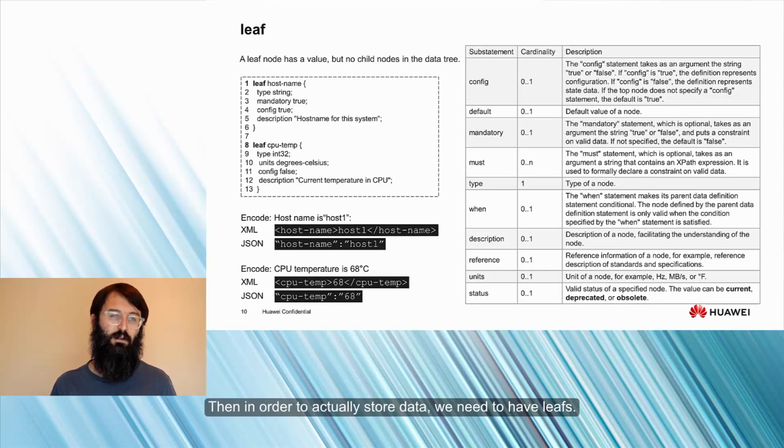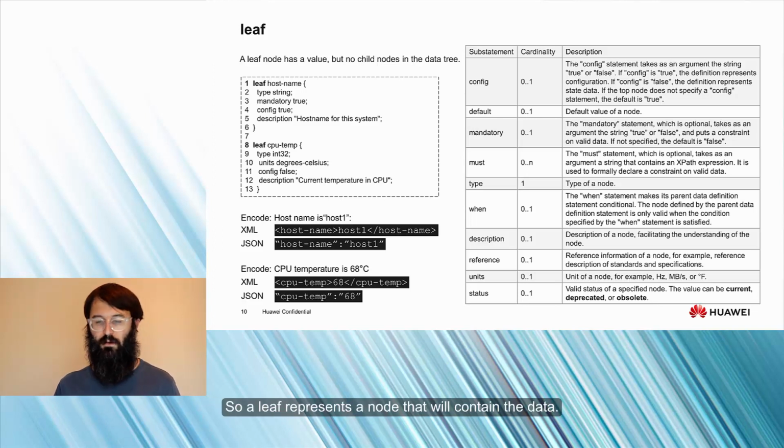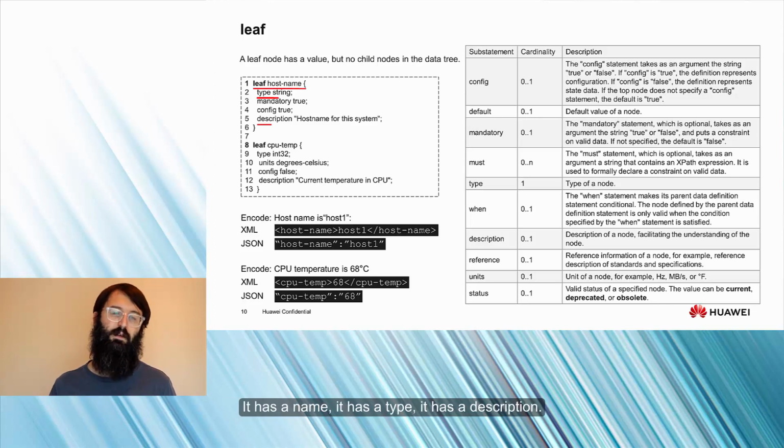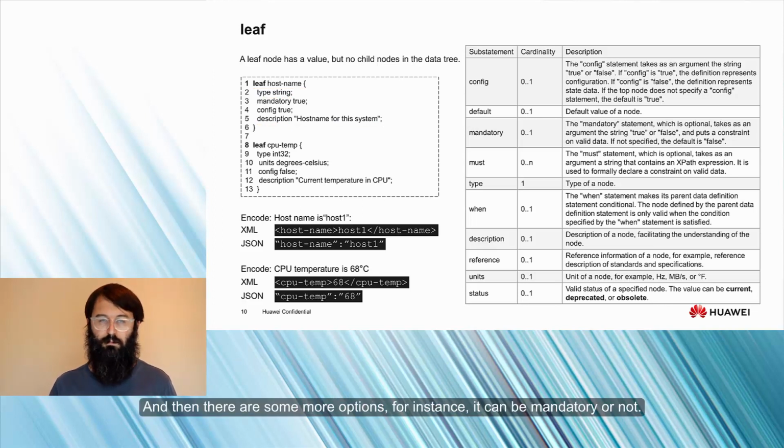Then in order to actually store data, we need to have leaves. A leaf represents a node that will contain the data. It has a name, it has a type, it has a description. So this is pretty basic. And then there are some more options. For instance, it can be mandatory or not.